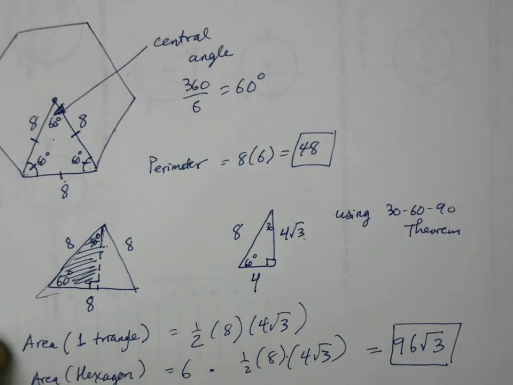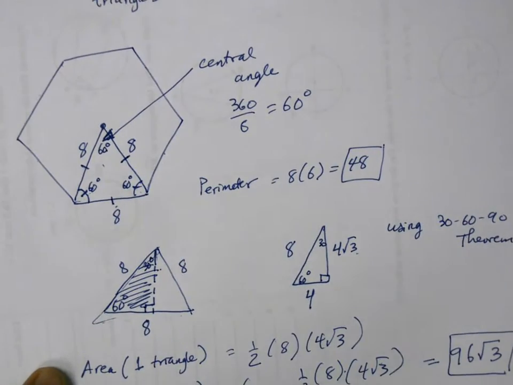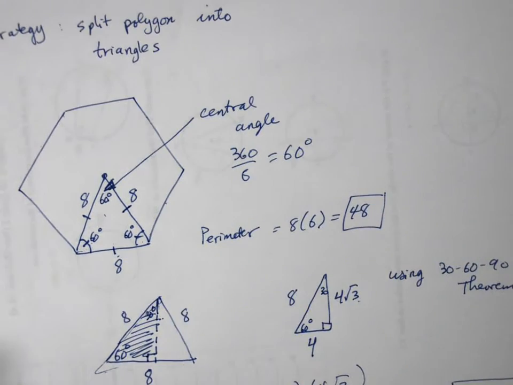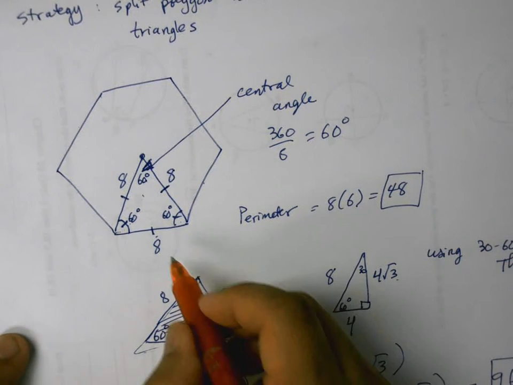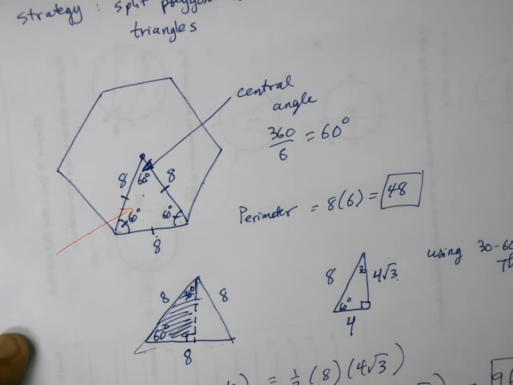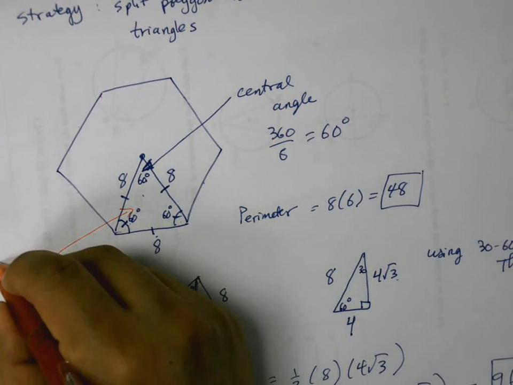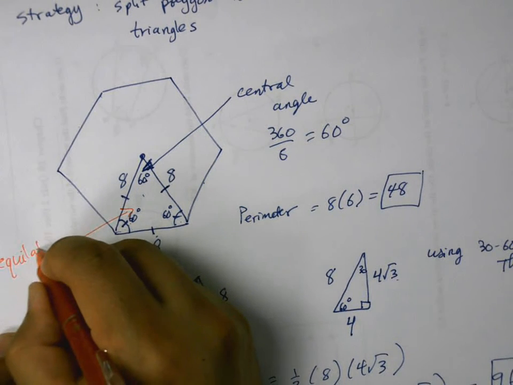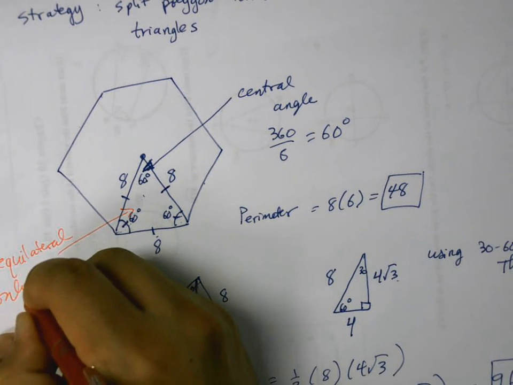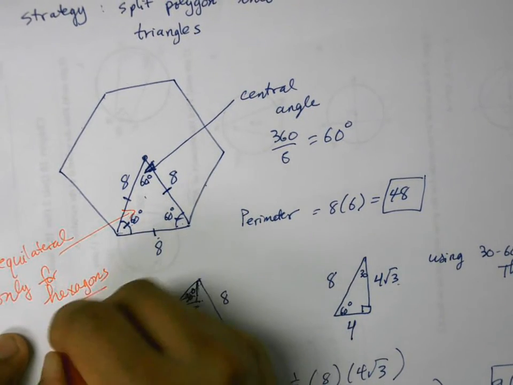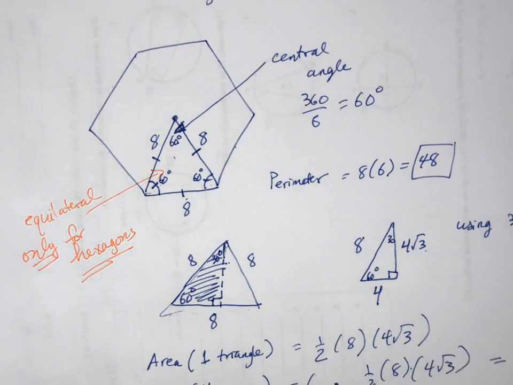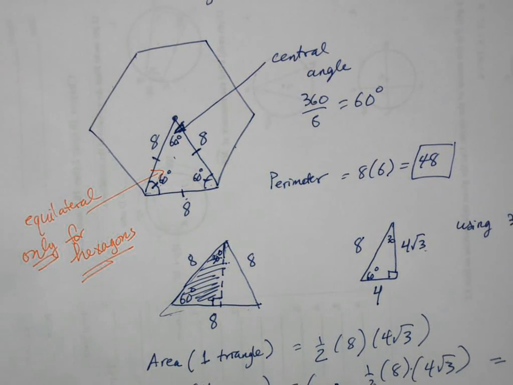Okay, so I want to make a few points here. You see how up here we have an equilateral triangle, and you want to think, great, this is true for everything. But this triangle is equilateral only for hexagons. It's only for hexagons. For any other shapes, it's going to take us a little bit more work. Okay, so I'm going to stop this video here, and I'm going to start another one where we work on the pentagon.